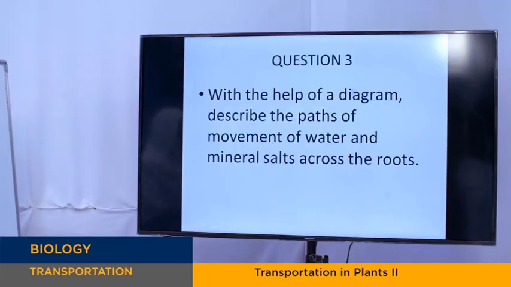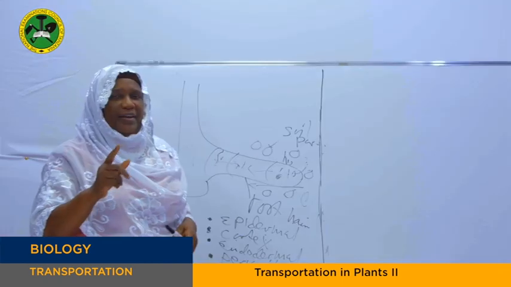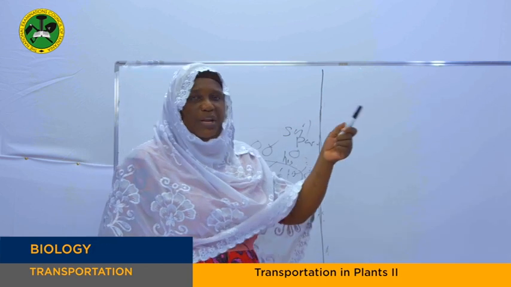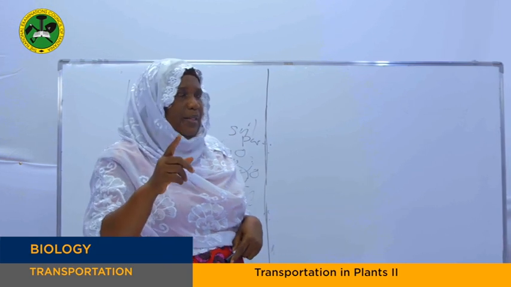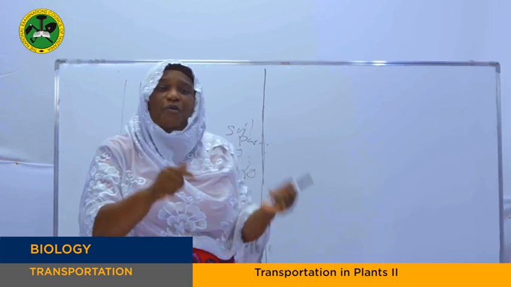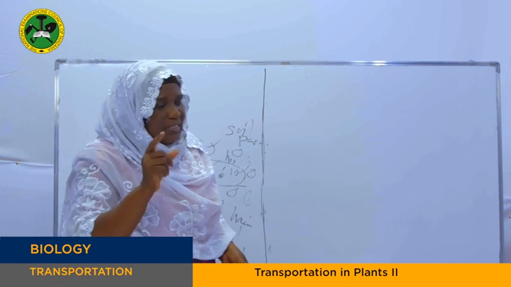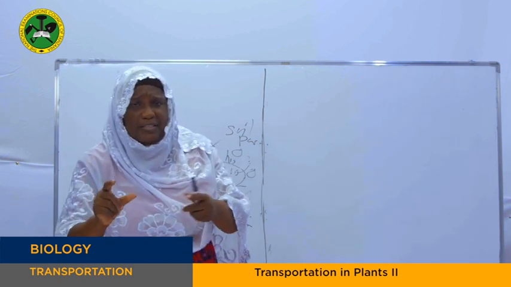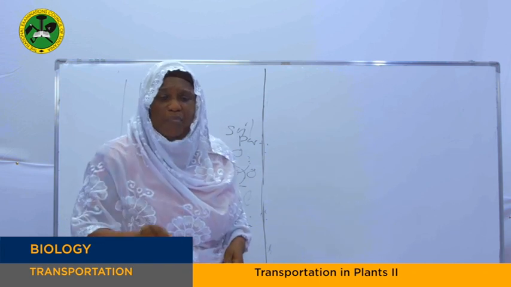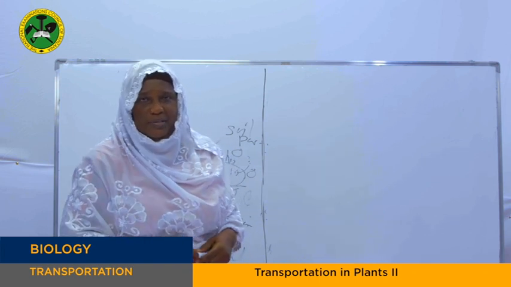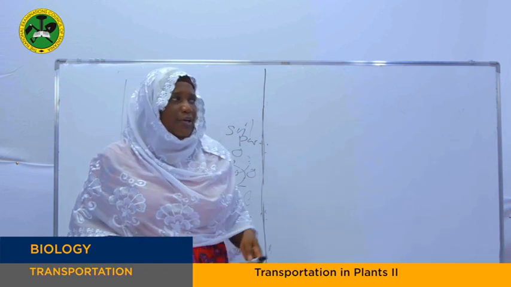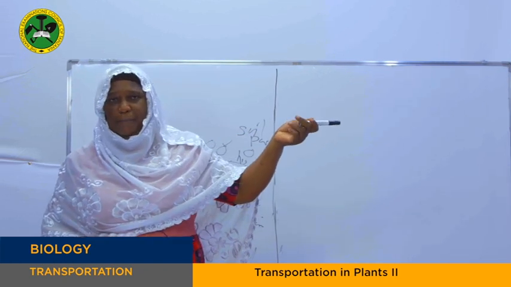Question 3 says that with the help of diagrams, describe the paths of movement of water and mineral salts across the roots. There is no difference between question number 2 and question number 3. Question 3 is only with the help of diagrams. It means you are required to describe the same paths, but diagrams should be used. As your homework, you will do that question.